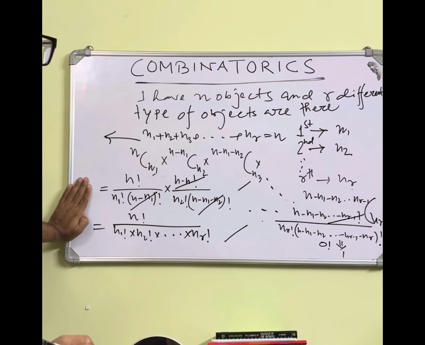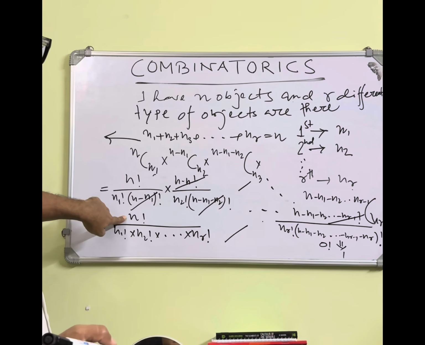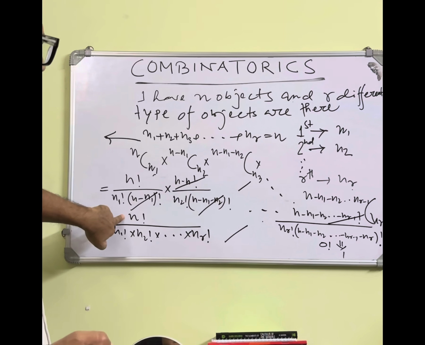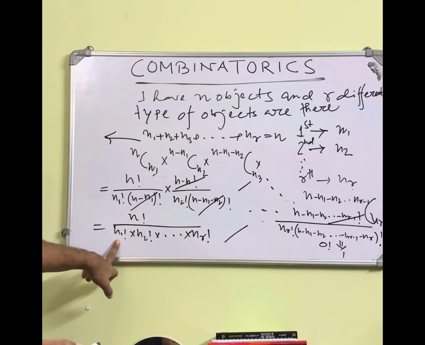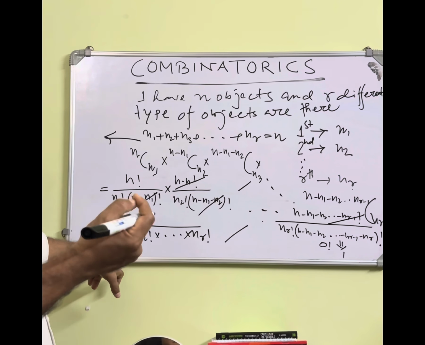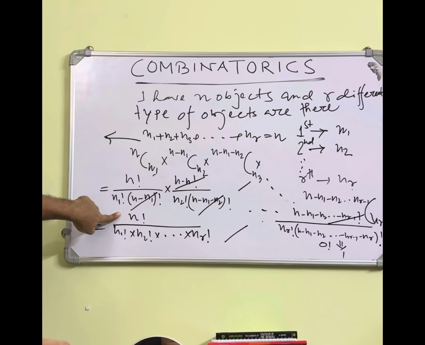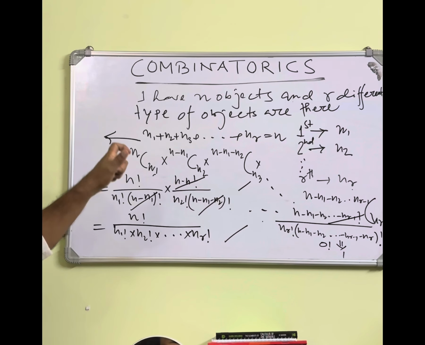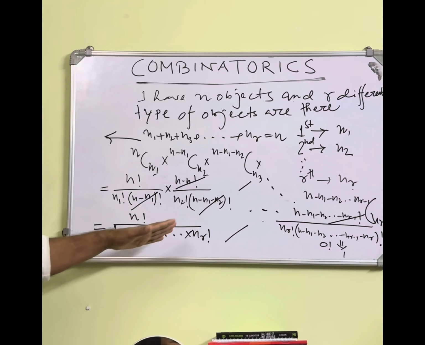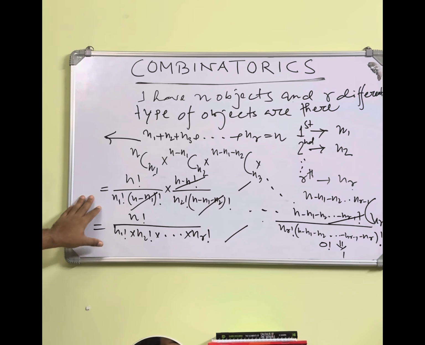So what is the takeaway? The total number of letters or objects I have is n, and n1 and so on are the frequencies of every single type of letter. So in the numerator it will be the total, and in the denominator it will be the factorial of every single type of object you have. That's it. I think this should be the answer.